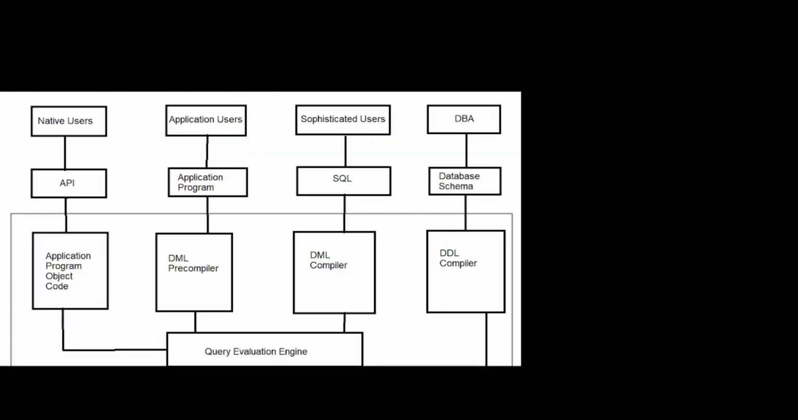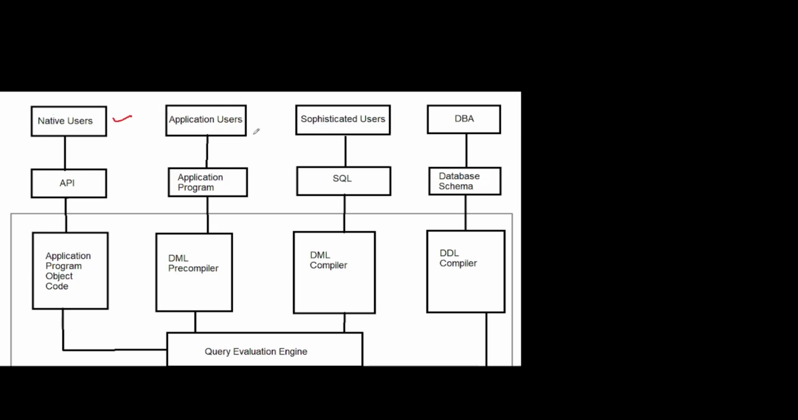Now let's understand the complete architecture shown in the diagram. At the top, we have four different types of users. The first is the naive user. These users interact with the database through forms or applications such as ATM users or online shopping customers. They do not write SQL queries.